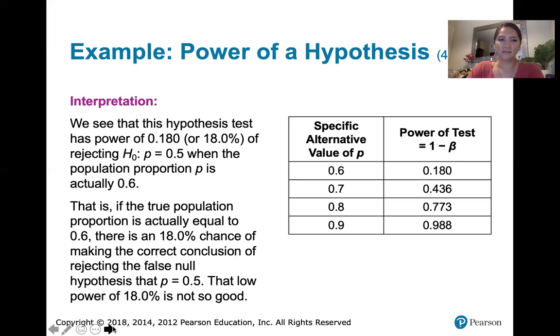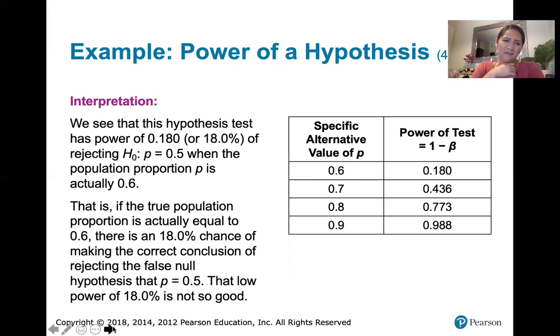Or in other words, if the true population proportion is 0.6, there's an 18% chance of making the correct conclusion of rejecting that null hypothesis when p is equal to 0.5. So there's a very small difference from 0.5 to 0.6. So what we're saying is, if the population proportion isn't 0.5, but it's 0.6, there's only an 18% chance that we would correctly reject the null here.